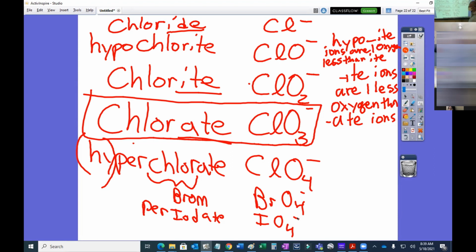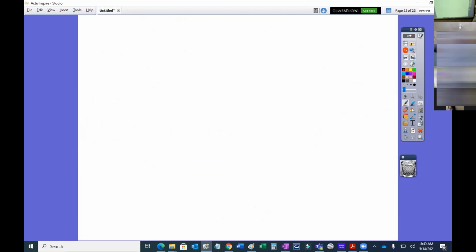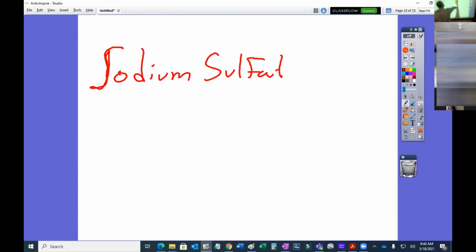Let's try naming some ions. Let's try writing formulas for polyatomic ions now. Let's do sodium sulfate. Okay, and you should have memorized sulfate, SO4 2-. So Na, first column, +1. Sulfate, you would have memorized as SO4 2-.